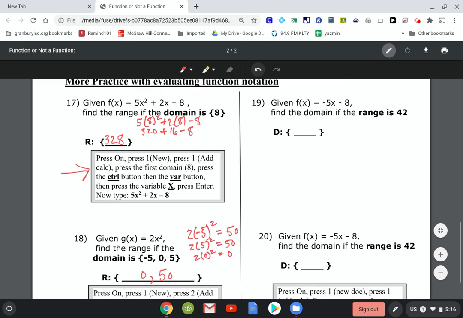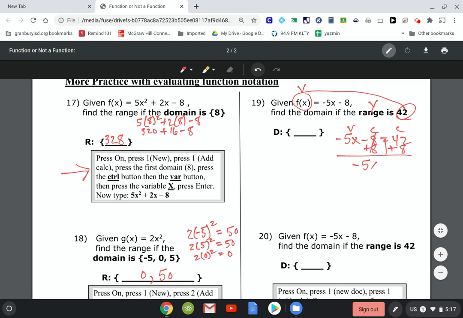And then let's go to 19. 19 says find the domain when the range is 42. So on this one, we're going to put 42 in place of f of x, because the entire f of x means y equals. All right, so I'm going to write it like this: negative 5x minus 8 equals 42, and then it's just a two-step equation. I have a variable term, a constant here, and a constant here. So I'm going to get the constants on the other side by adding 8 to both sides.